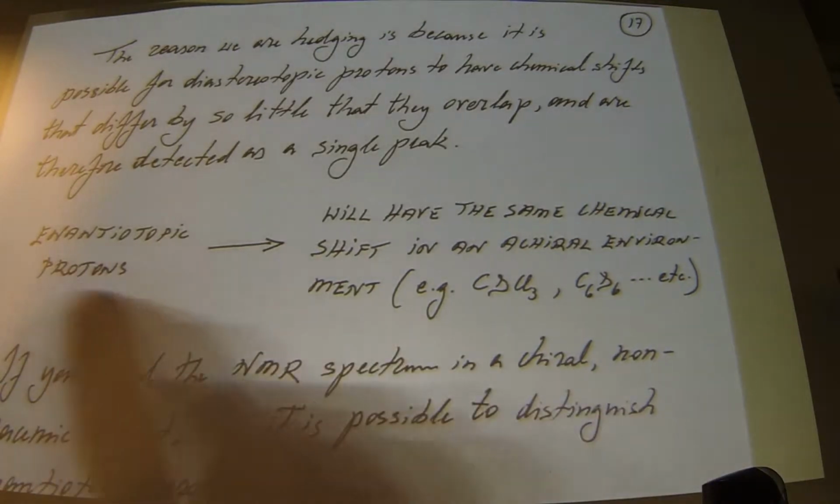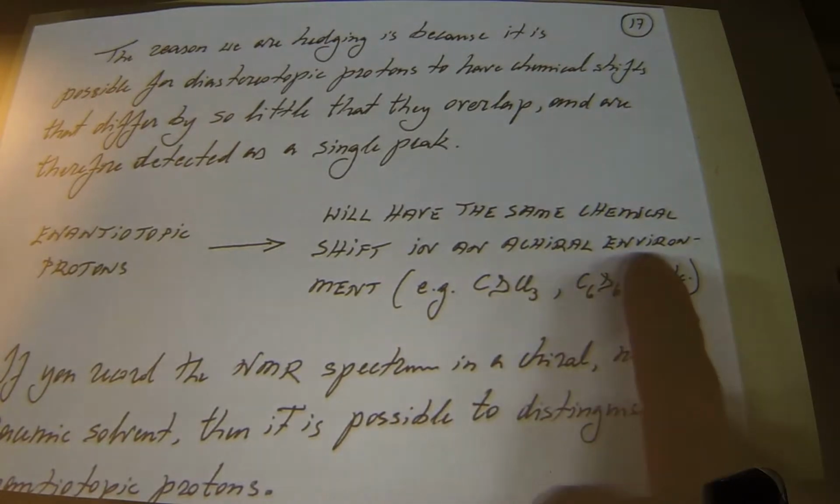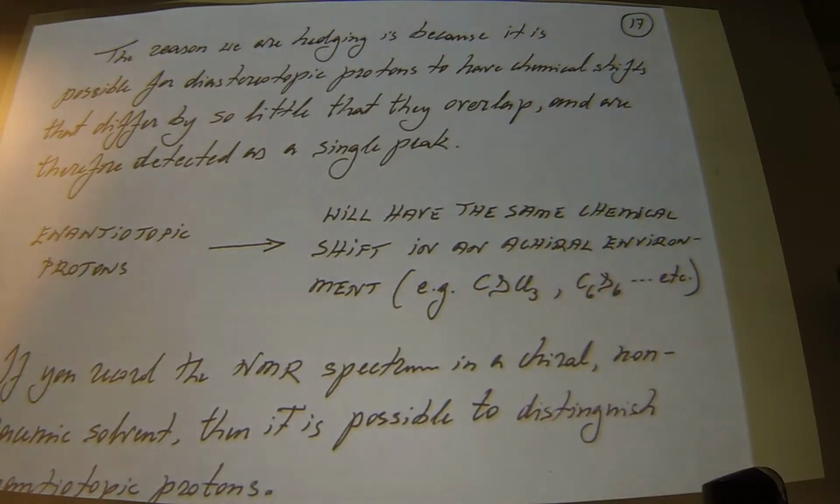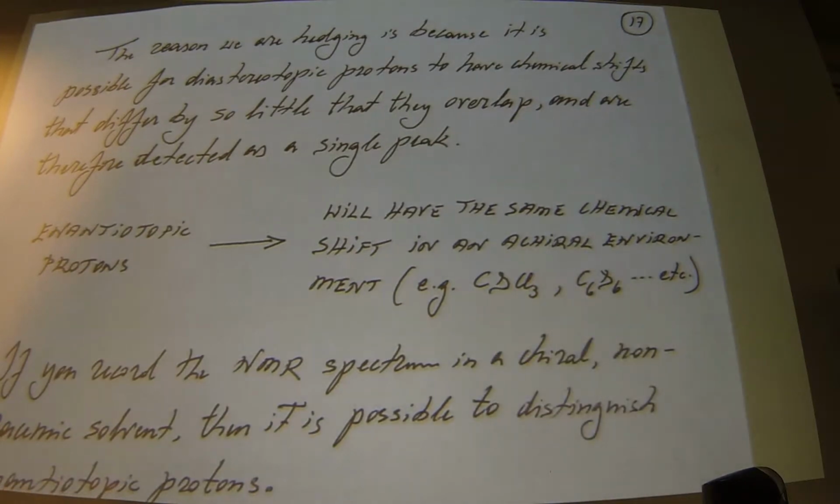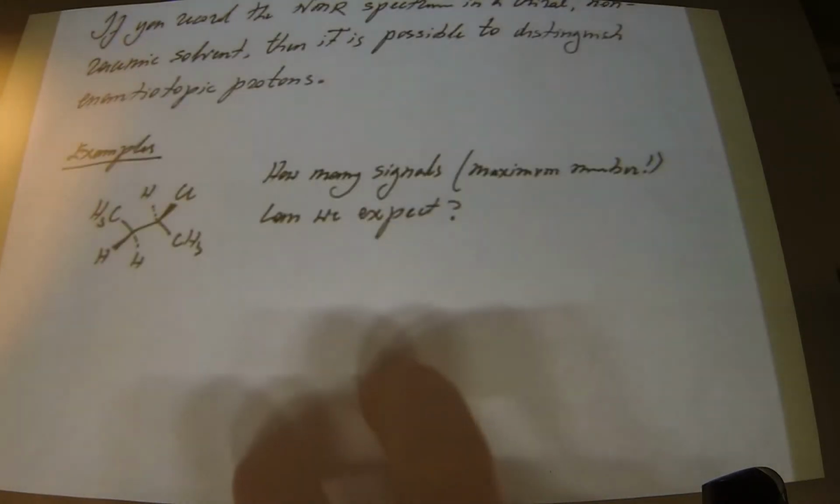So the enantiotopic protons have the same chemical shift in an achiral environment. Now most of the achiral environment is the NMR solvent. The solvents that we typically use, for reasons that you're going to find out, are deuterochloroform. This stuff here is deuterobenzene. So notice no protons. The protons here have been substituted by deuterium, and you can figure out why that is. Let's take a look and see an example here.